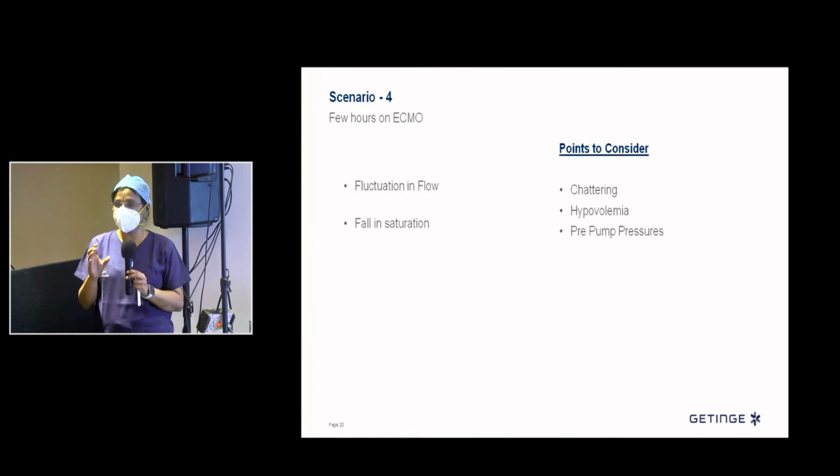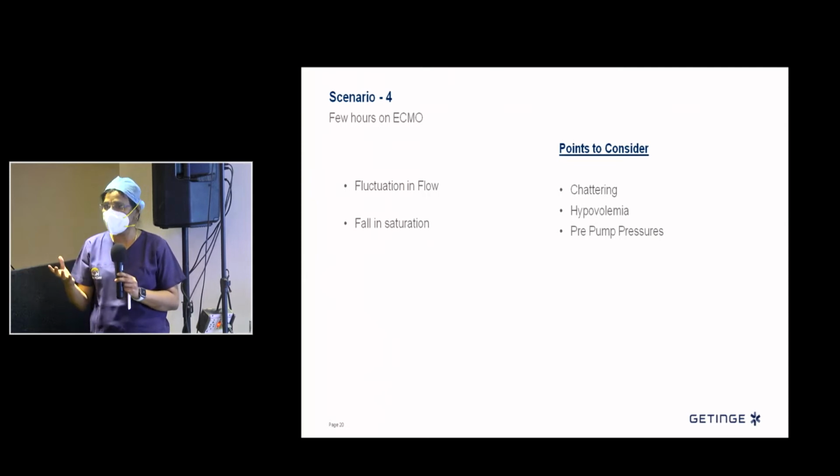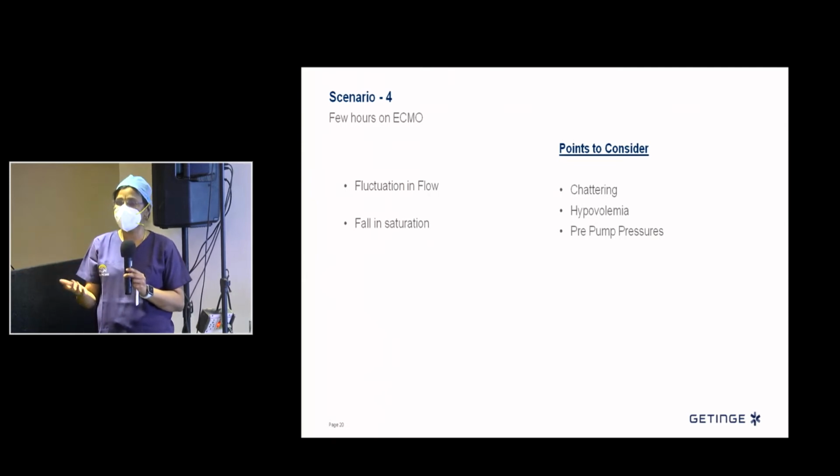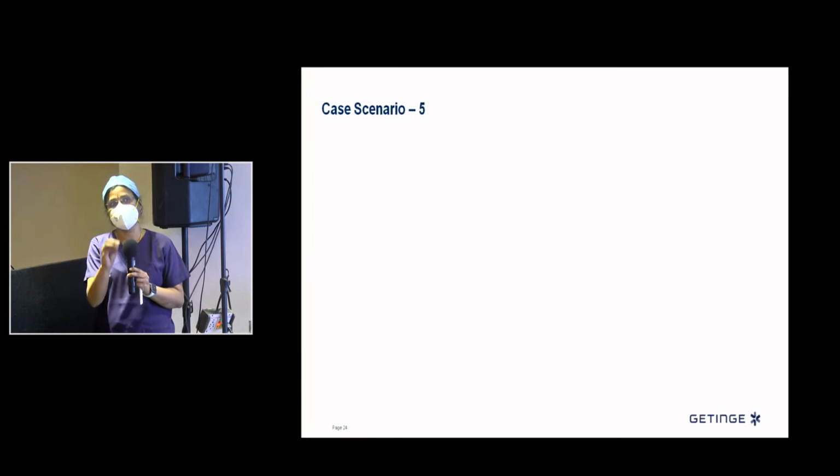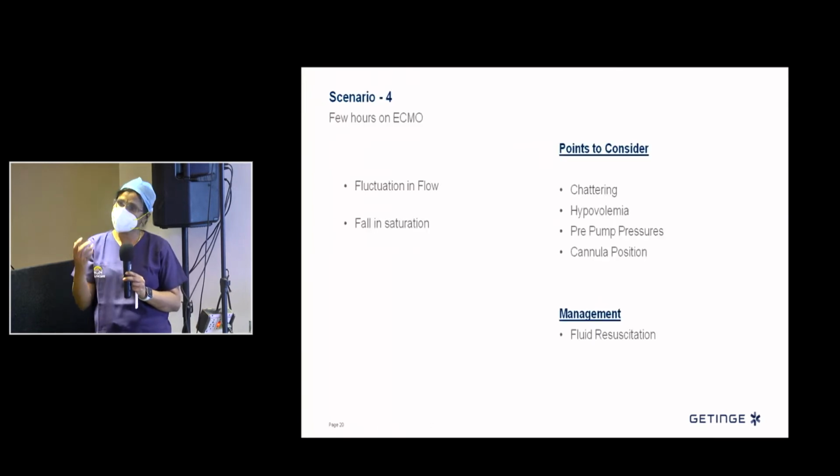So before we give volume, we need to really know what is the reason for hypovolemia, whether it can be tackled without giving volume, and what else we can do. One of the things would be this much flow is not even necessary for that patient. So we are giving unnecessarily high flows and then cause chattering. It's not necessary. So come down on your flows. See, with that, sometimes when the chattering stops, saturation improves. You don't even have to do anything.